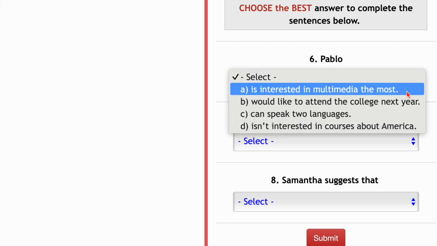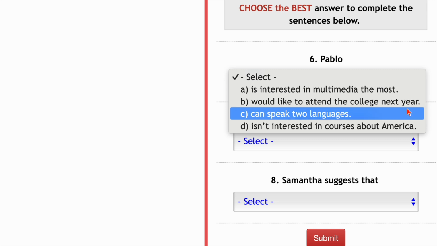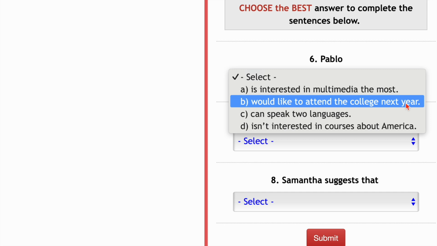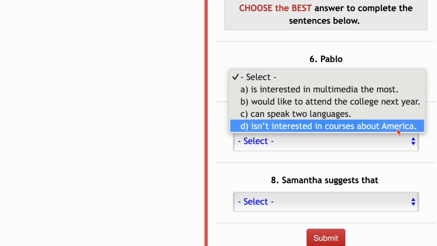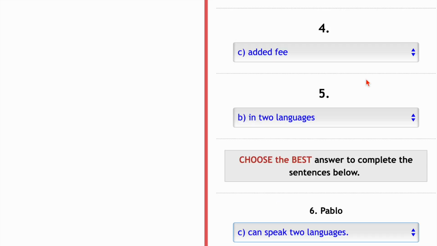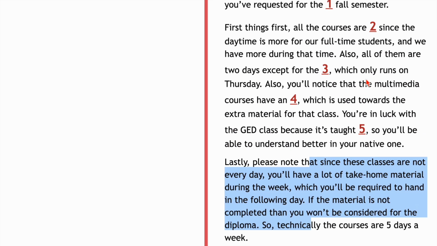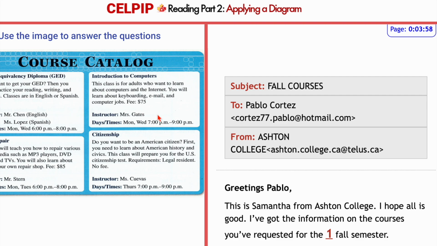Pablo is interested in multimedia the most. Wasn't clear. Would like to attend the college next year. Next year, this upcoming semester, fall semester, so shouldn't be next year, should be this year. I think can speak 2 languages, isn't interested in the courses about America. He is interested about the citizenship, maybe. So it said here that you can understand better in your native language. So I think it's saying that Pablo, sorry, can speak 2 languages, and that one was taught in Spanish over here. Okay.